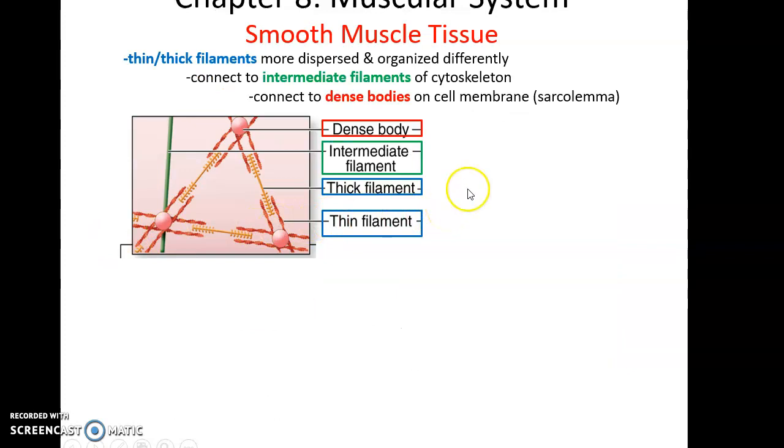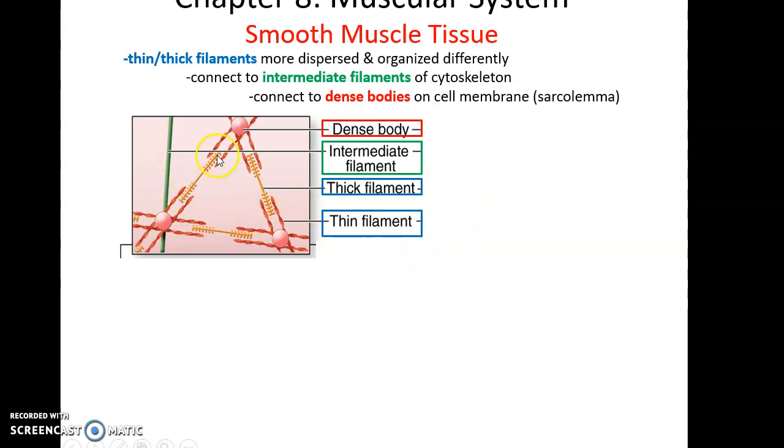So if there's no myofibrils, how is it that smooth muscle tissue can contract? Well, it turns out that it does still have thick and thin filaments, but instead of being in that dense column of protein, it is more dispersed throughout the cytoplasm in the smooth muscle cell. And so the thin filaments end up being attached to structures called dense bodies that are scattered throughout the cytoplasm, and this attaches the thin filaments to intermediate filaments of the cytoskeleton. So the thin filaments are attached to dense bodies that are attached to the cytoskeleton.